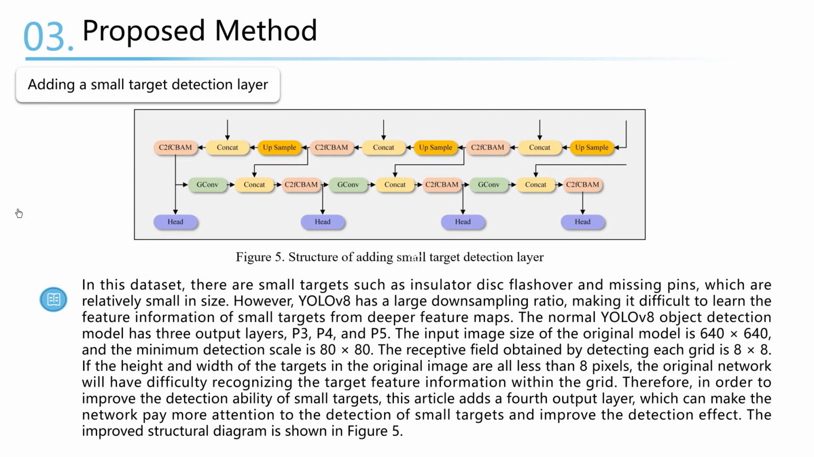Therefore, in order to improve the detection ability of small targets, this article adds a fourth output layer, which can make the network pay more attention to the detection of small targets and improve the detection effect. The improved structural diagram is shown in Figure 5.